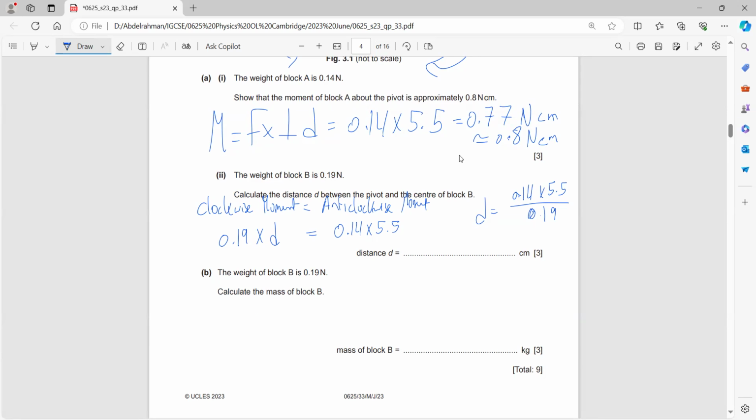4.05, or 4.1 centimeters. Okay. The weight of block B is 0.19 newtons. Calculate the mass. You do weight over gravity. Mass equals weight over gravitational acceleration. Weight is 0.19 divided by 9.8, which is 0.019 kilograms.